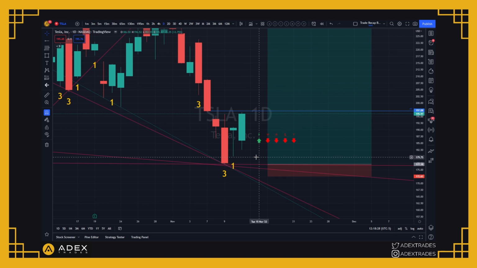And so Tesla has a new lower low on the daily at a 3-1-2 up. Y'all know what the 3-1-2 is. Yeah, that's why I say, remember, and that's what I'm saying.